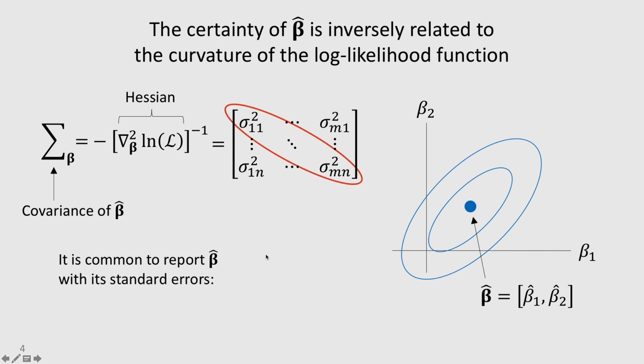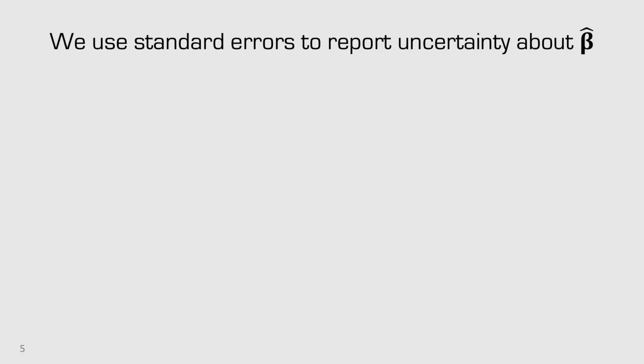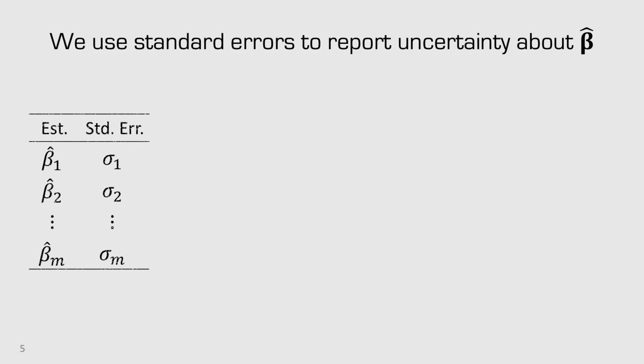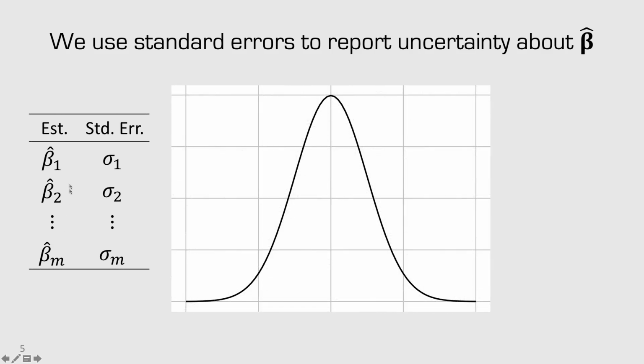Oftentimes when we report our results, we'll just report the sigma terms that come off the diagonal of this covariance matrix. So you'll see tables like this where you have your estimates of your different coefficients for beta, and their standard error, which is the square root of each of these terms along the diagonal. We'll use these terms to report uncertainty about beta. So imagine that each of these beta terms is really a distribution of possible terms for beta. And beta hat is just the mean of this distribution. This is our best guess of what the true beta is.